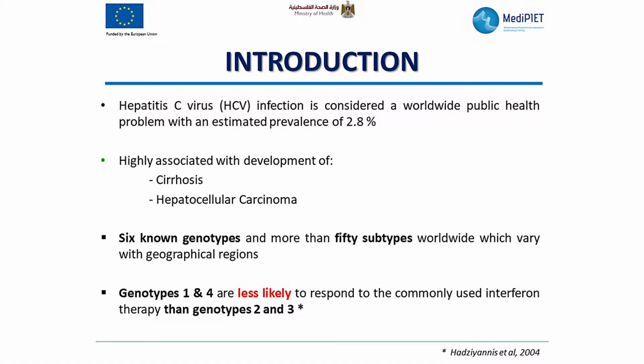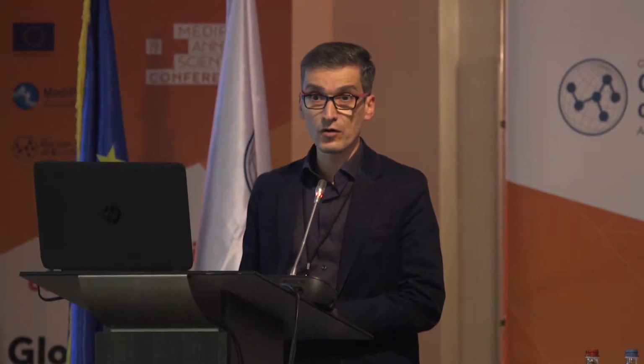As we know, hepatitis C infection is a public health concern, and WHO estimations suggest that around 3% of the world's population is infected with hepatitis C. Hepatitis C infection is highly associated with cirrhosis and hepatocellular carcinoma. There are 6 known genotypes worldwide with more than 50 subtypes, which vary with geographical regions. Genotypes 1 and 4 are less likely to respond to interferon antiviral therapy than the other genotypes.